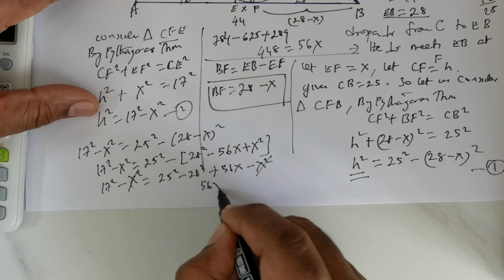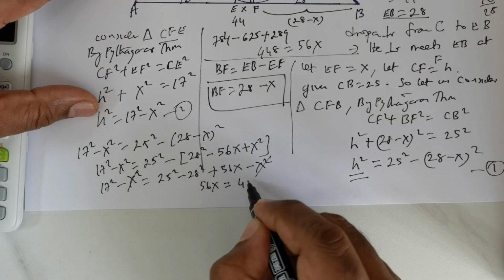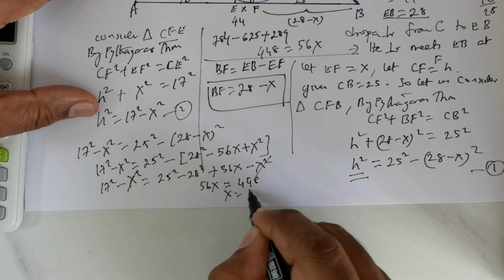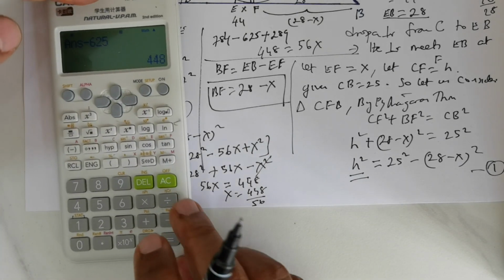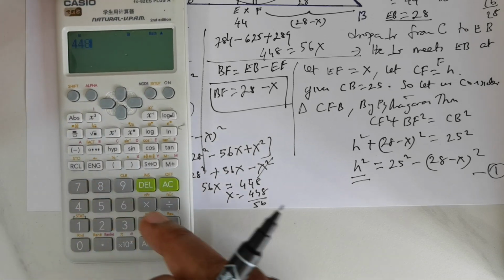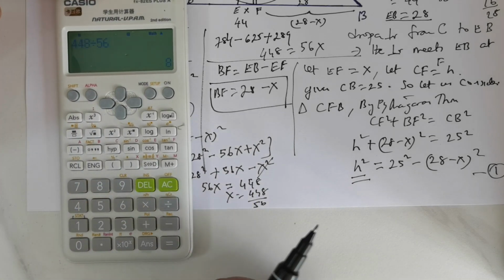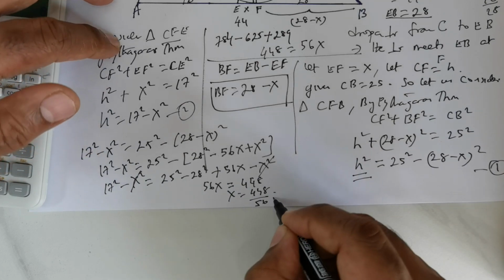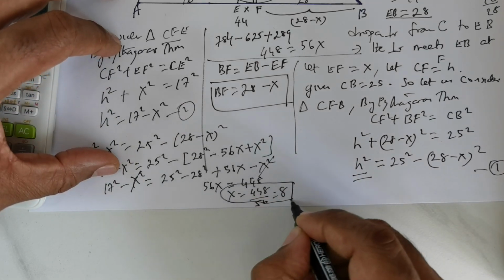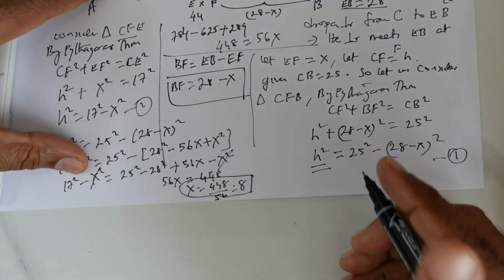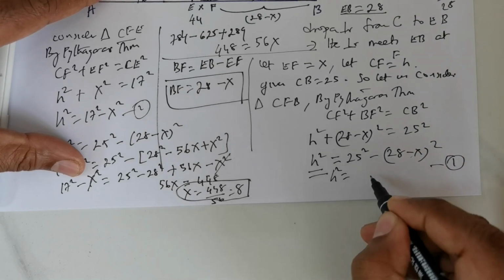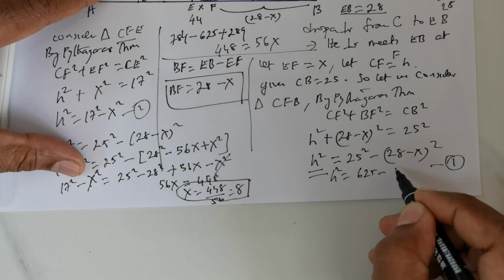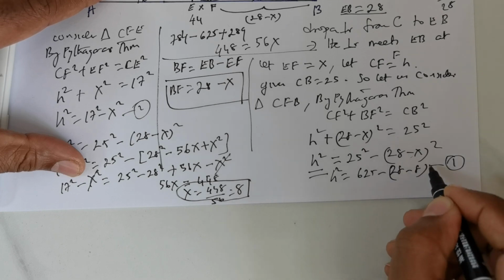So let me write this. 56x is 448. X is equal to 448 divided by 56. So 448 divided by 56, that's going to be 8. So x has got to be 8. I got the x value, so substitute that. So you can get h squared. H squared is 625 minus (28 minus 8) the whole square.